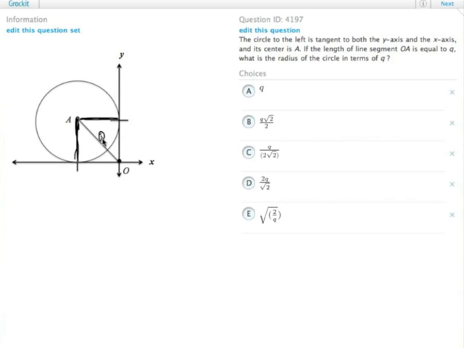I'm going to use a capital Q because lowercase q's look funny. I don't want them to look like a number. Okay, so we need to know what the radius of the circle is in terms of Q.